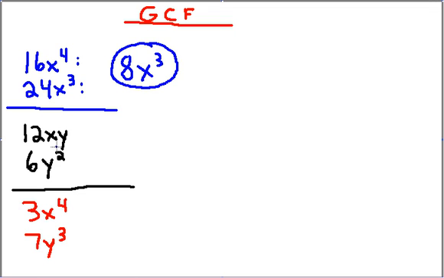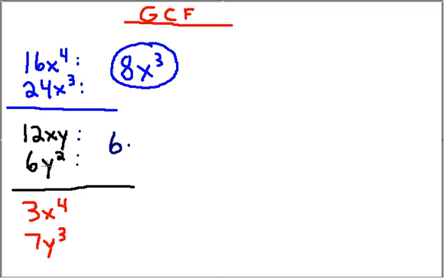Let's take a look at our next one. 12xy and 6y squared. Remember, your first step is to find your greatest common factor with your coefficients. Our coefficients here are 12 and 6. Well, the greatest common factor there is just a 6. So we're going to take that and we're going to multiply it by our variable that we have in common. Well, we start off with an x here. We have x to the first here.